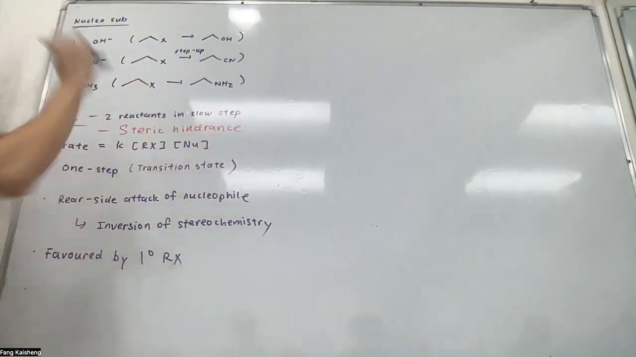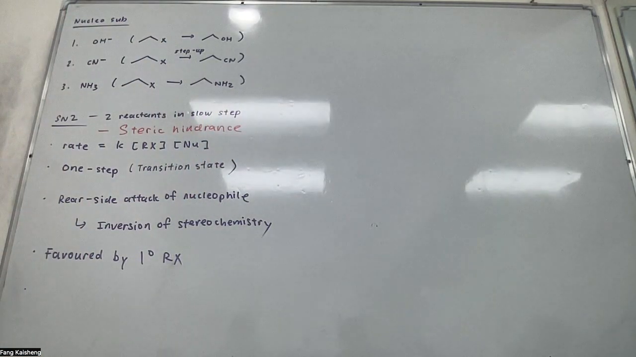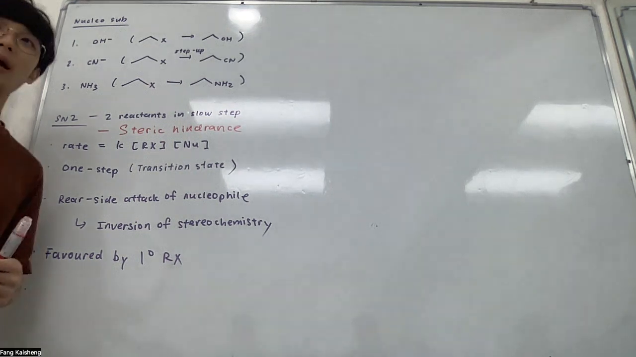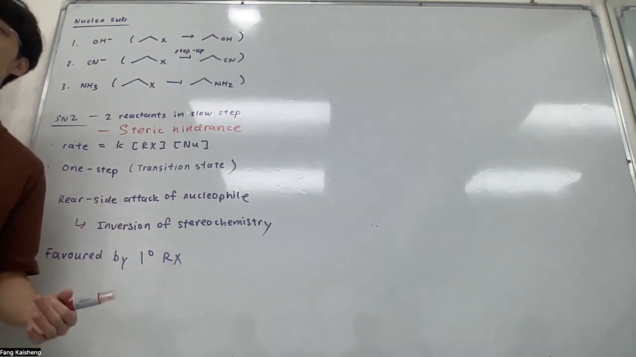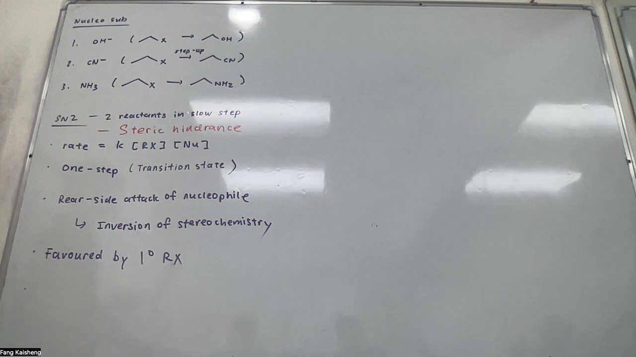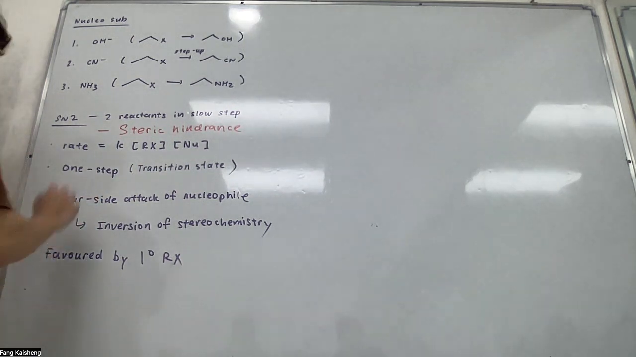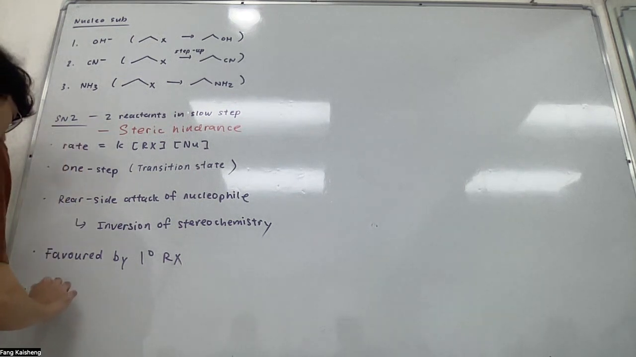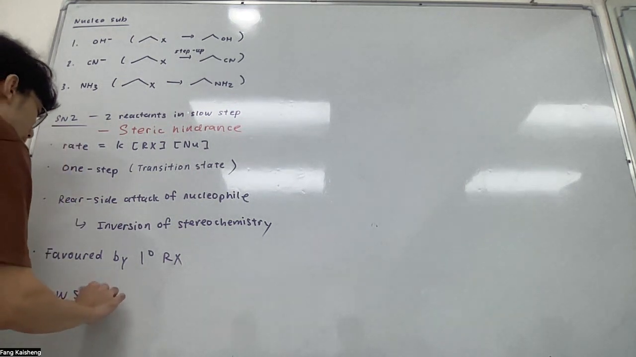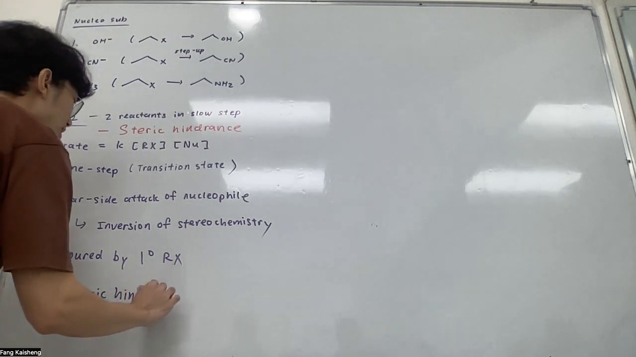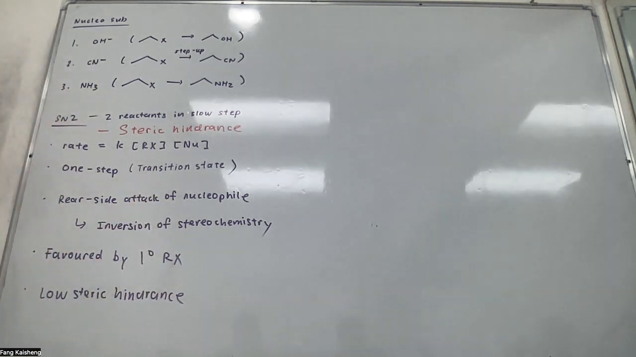Primary haloalkane: is there a lot of steric hindrance or very little steric hindrance? A little bit, right? Because primary has very few bulky alkyl groups. The less the better. Then the nucleophile can just attack from the back. So you have low steric hindrance for a primary haloalkane, and that's why primary tends to favor SN2.